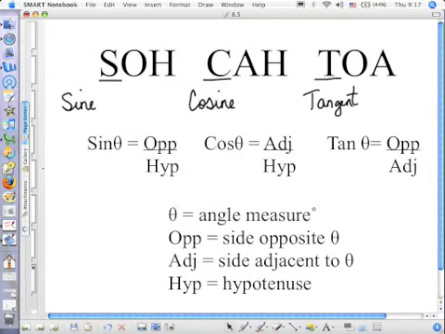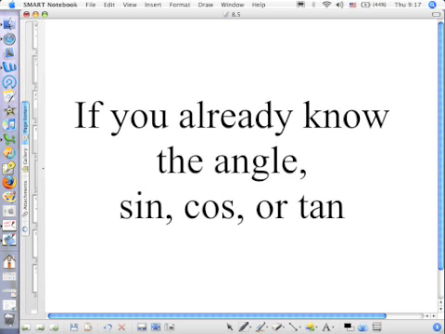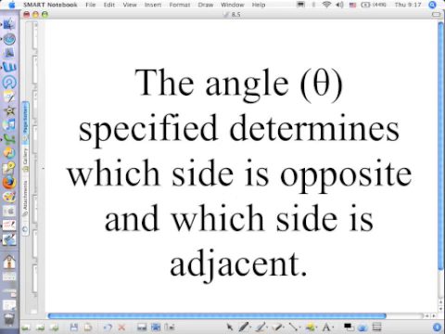Tangent, because the tangent has nothing about the hypotenuse in it. If you have no information about the hypotenuse, which function must you use? The tangent function, because the tangent function is the one that has nothing about the hypotenuse. Okay? All right. We're going to do the calculator thing tomorrow.